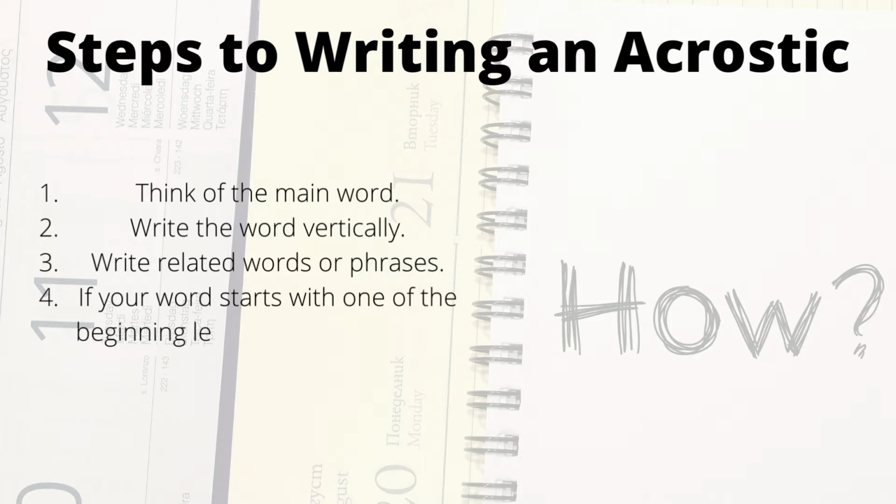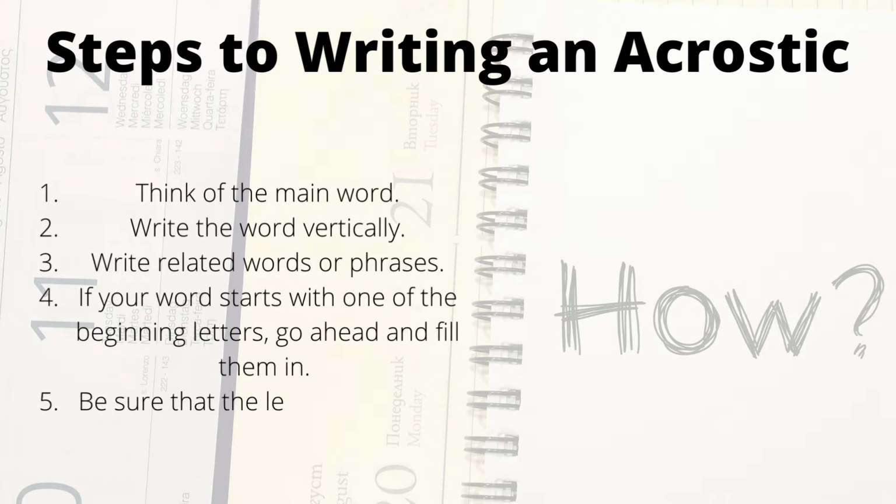Step number 2. Write the word out vertically. I have a tip. Use paper instead of a laptop. When writing poetry, it's easier to manipulate words and phrases on paper by jotting down thoughts or scribbling out words.